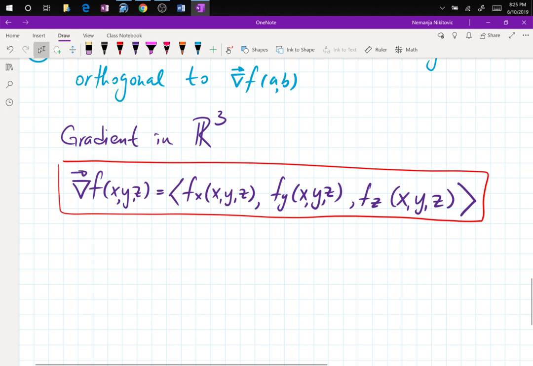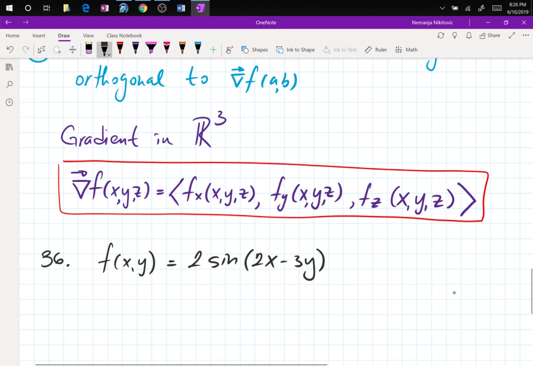Directional derivatives, we did that. Let's take a look at one of the direction of steepest ascent and descent. Here, perfect. 36 has some trig. Can never go wrong with trig. So f of x, y, the surface, is given to us as 2 sine of 2x minus 3y. This is going to be some wavy surface. And the point of interest is 0, pi.